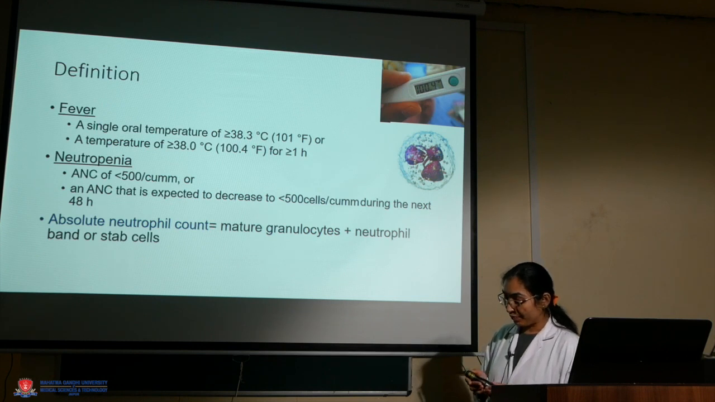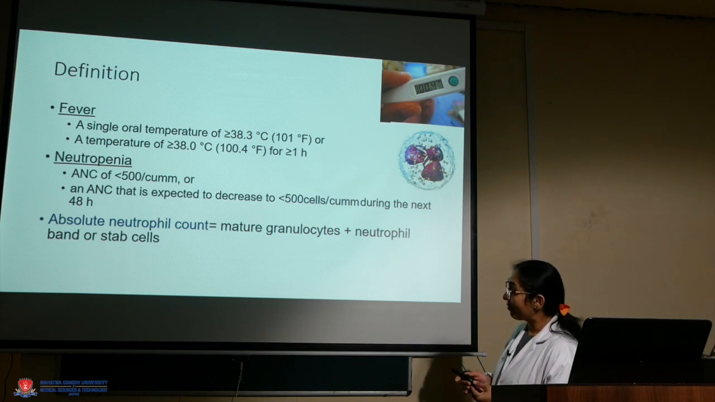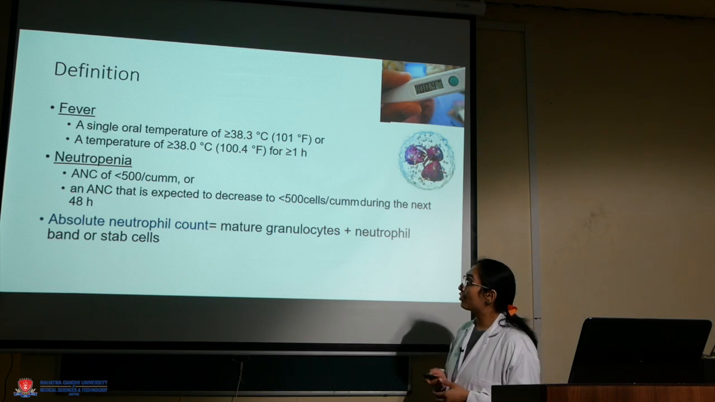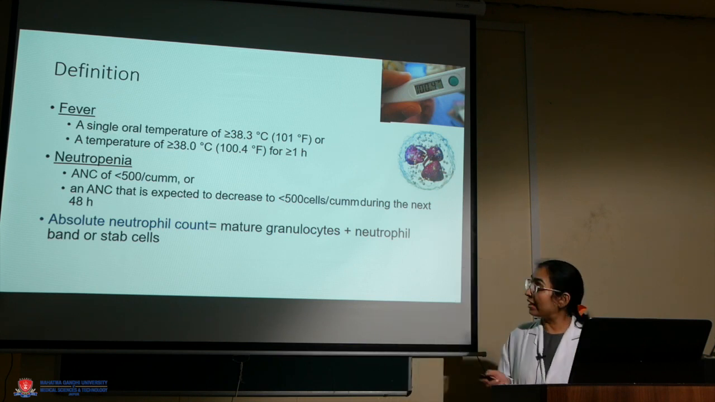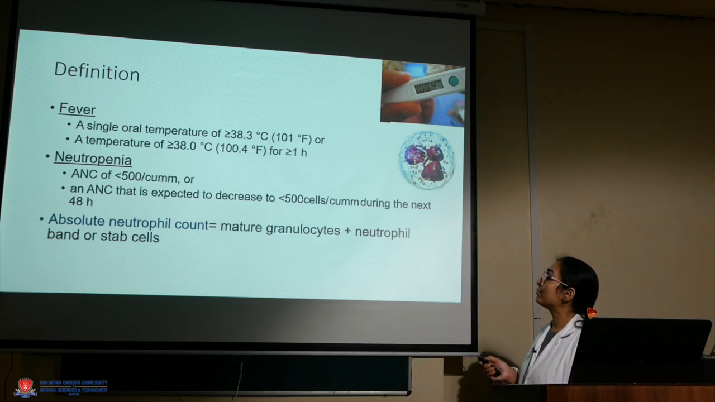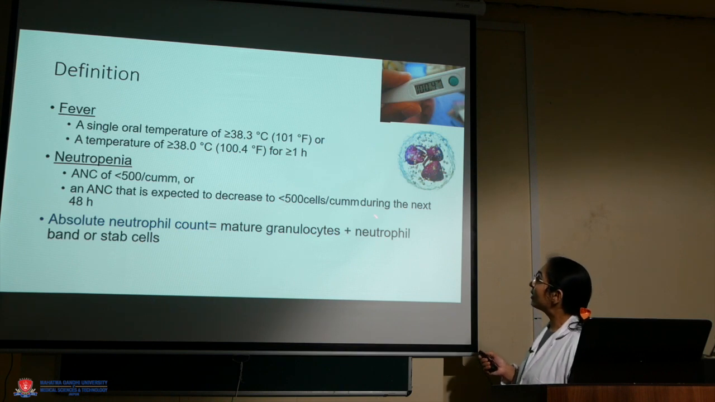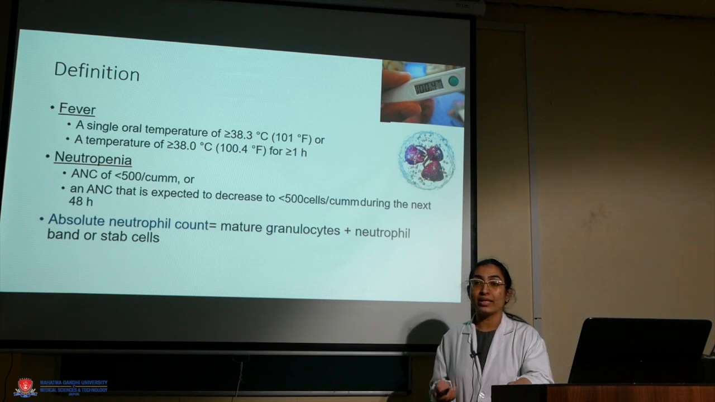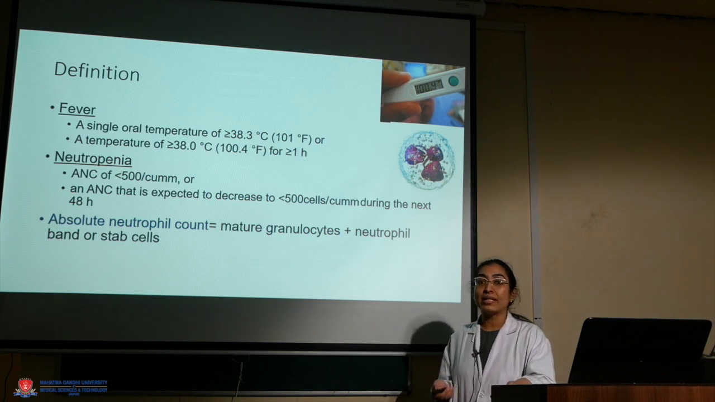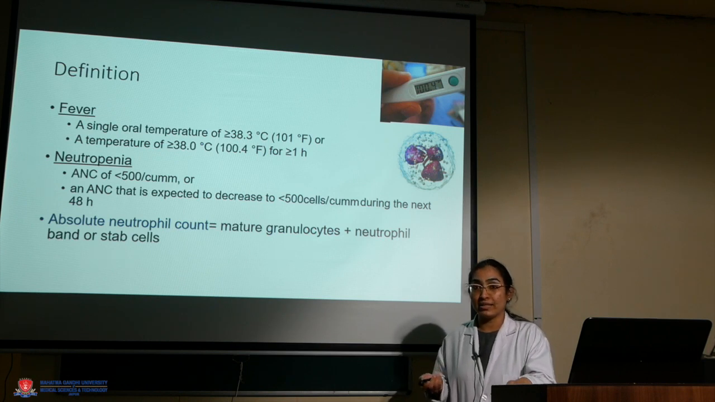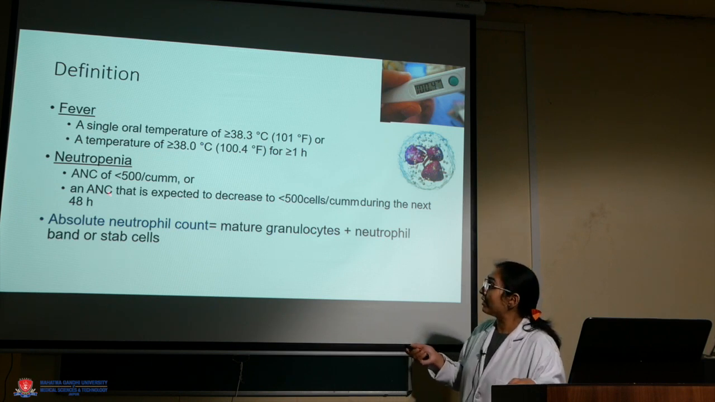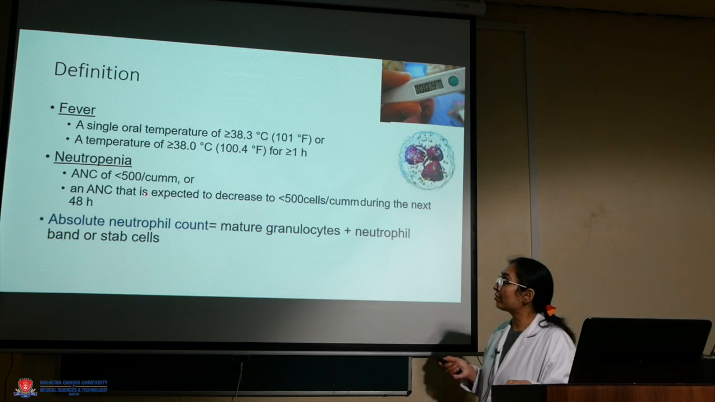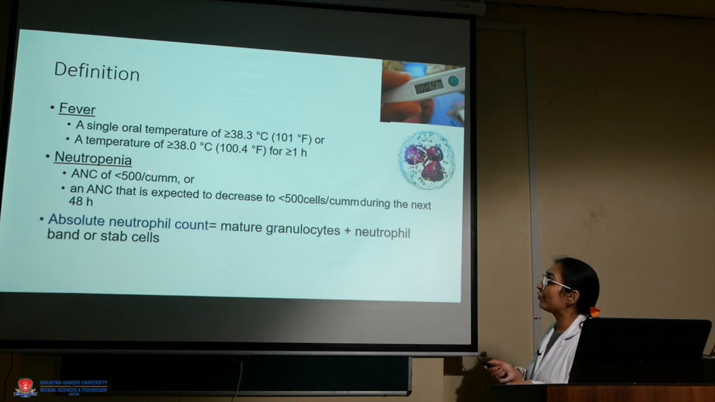So ANC below 500 per millimeter cube, or ANC that is expected to decrease below 500 during the next 48 hours. So if any patient has taken a chemotherapy cycle and we expect that the neutrophil count is going to fall, which is usually by days 8 or 9, so we expect that the ANC is going to fall. In that situation also we consider it to be neutropenia.